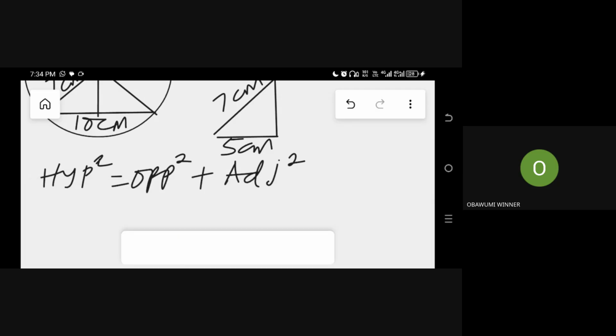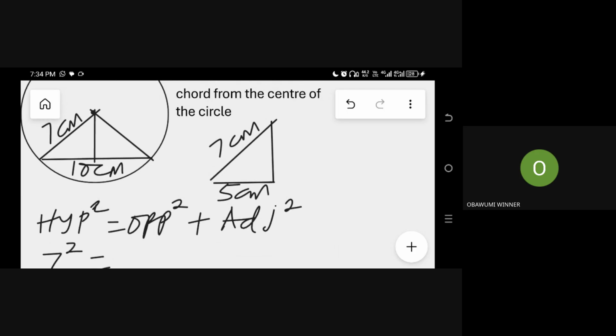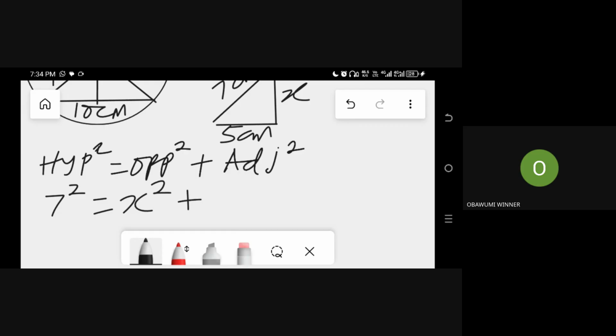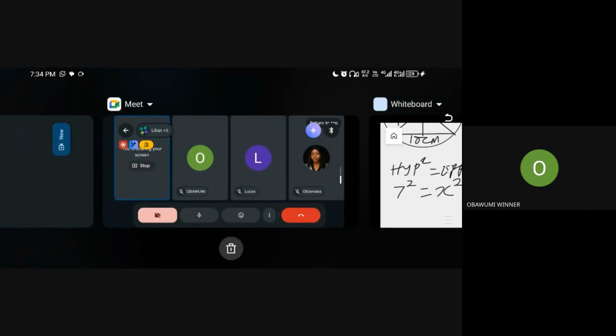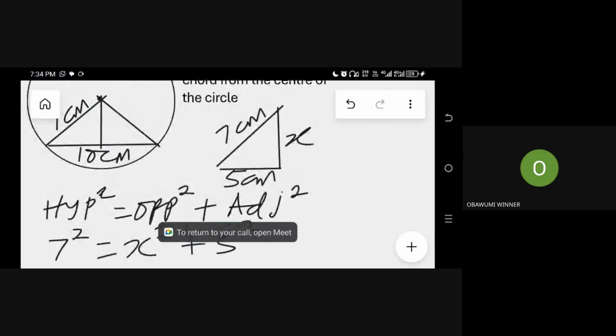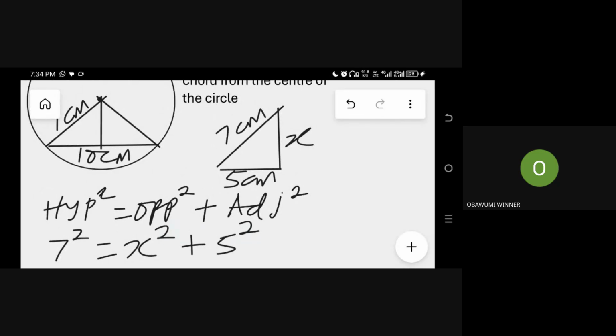So we can say 7 squared is equal to the opposite. Maybe let's call that S. Let's call the opposite S because that's what we're looking for. So the opposite would be S. We have S squared plus the adjacent, let's say 5 squared. Do you guys understand what I'm doing? Okay. All right. So we're looking for the value of S, that's the vertical length.